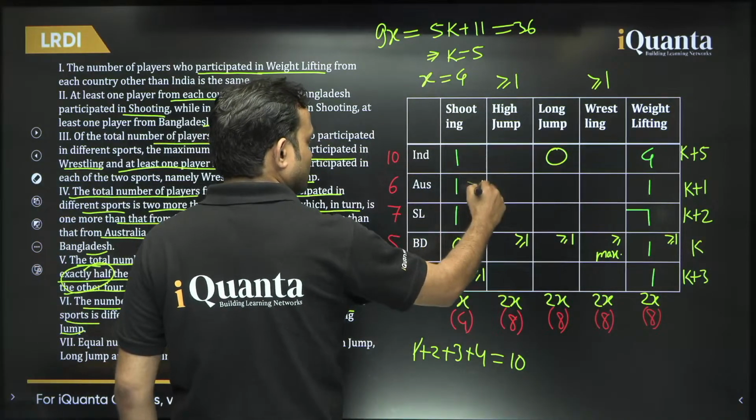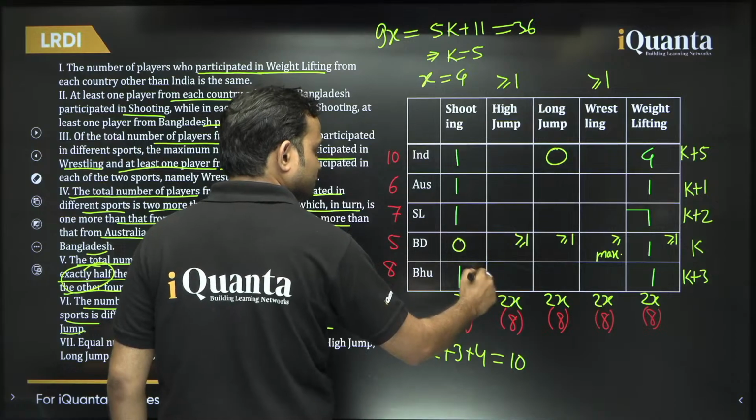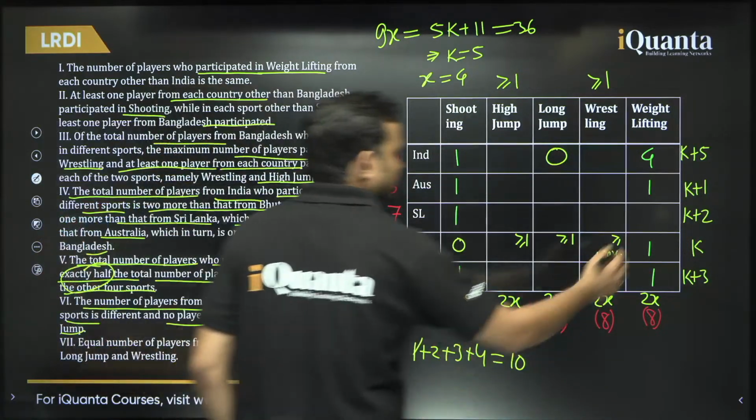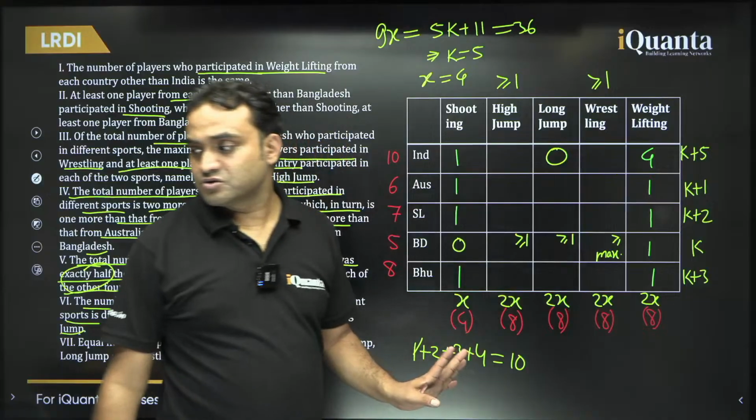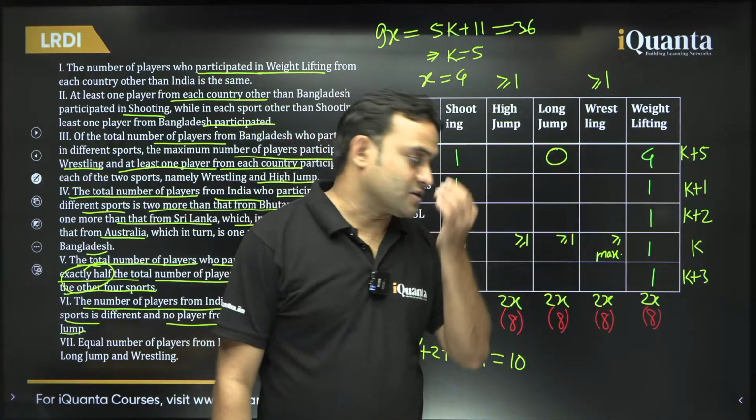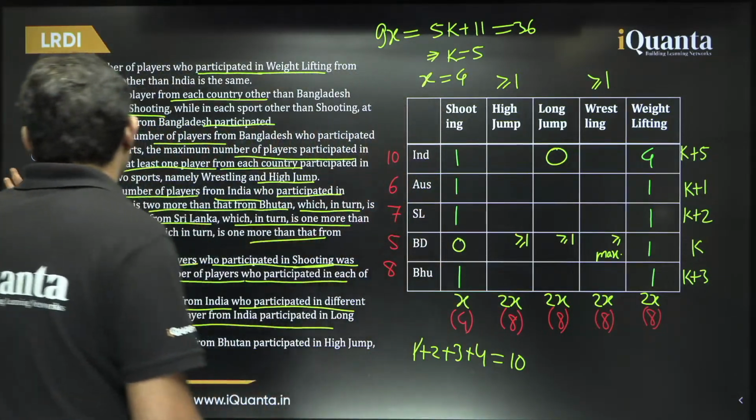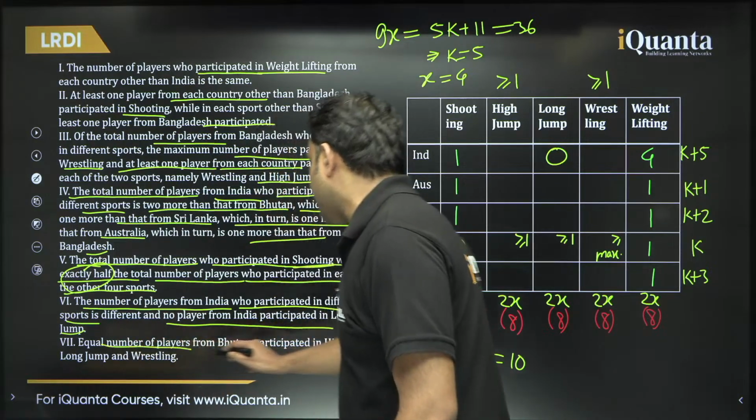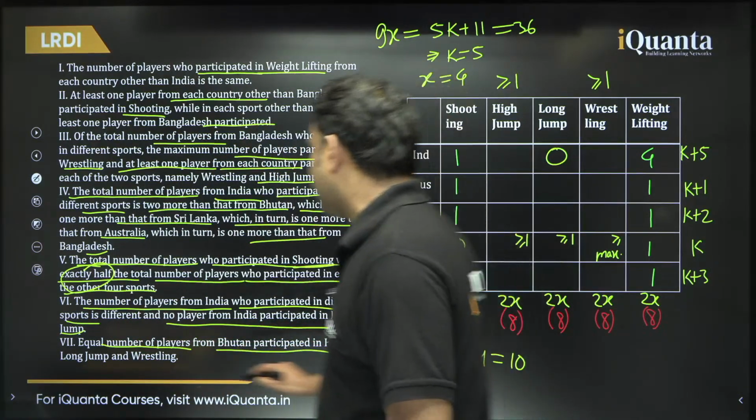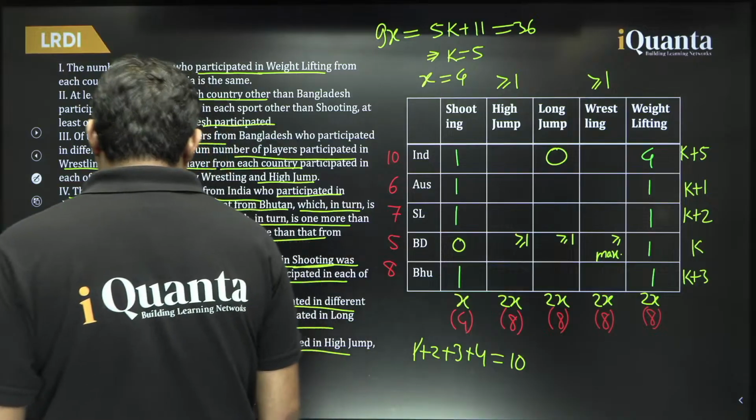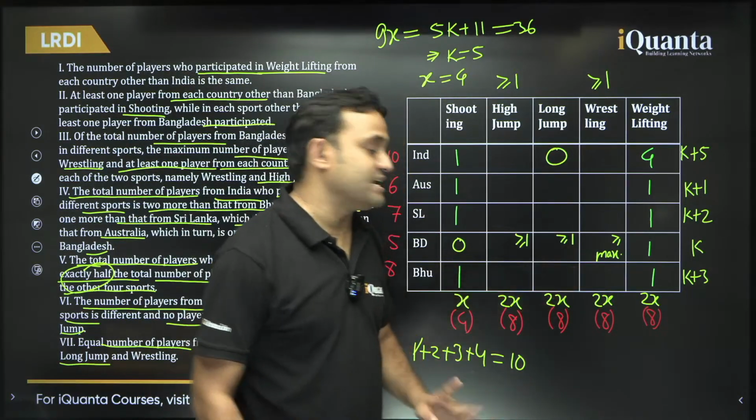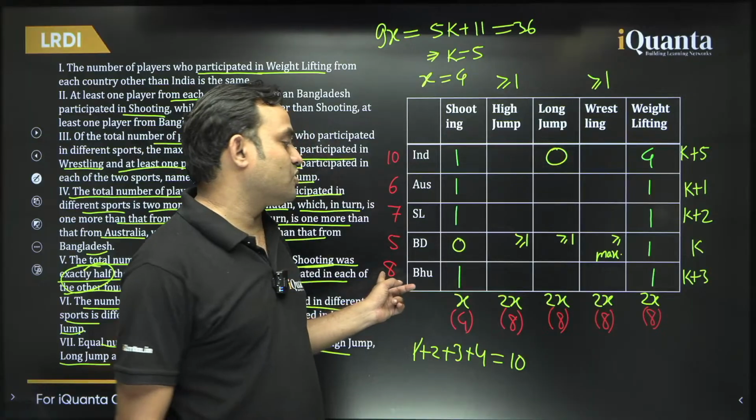So let's remove all these. This is 1. So far so good. So far we are satisfying all the given conditions. Now let's move forward. It says an equal number of players from Bhutan participated in high jump, long jump and wrestling. Total number of players is 8.